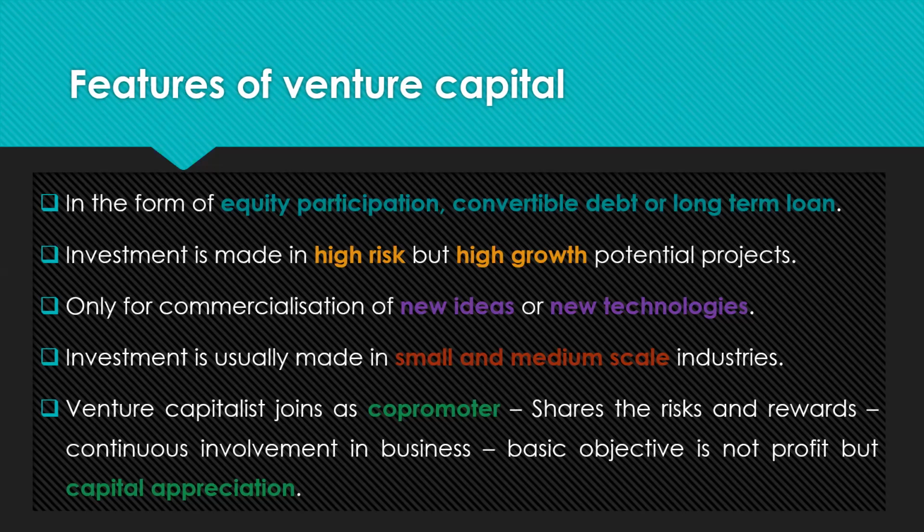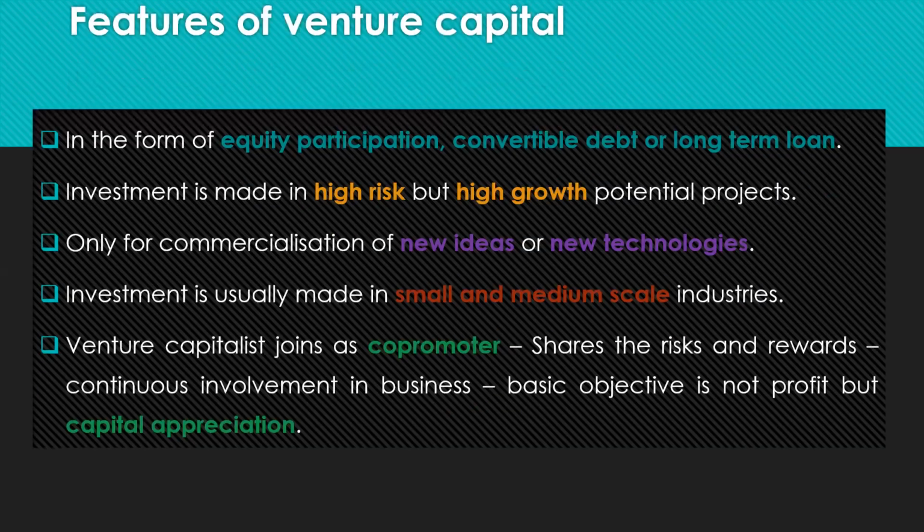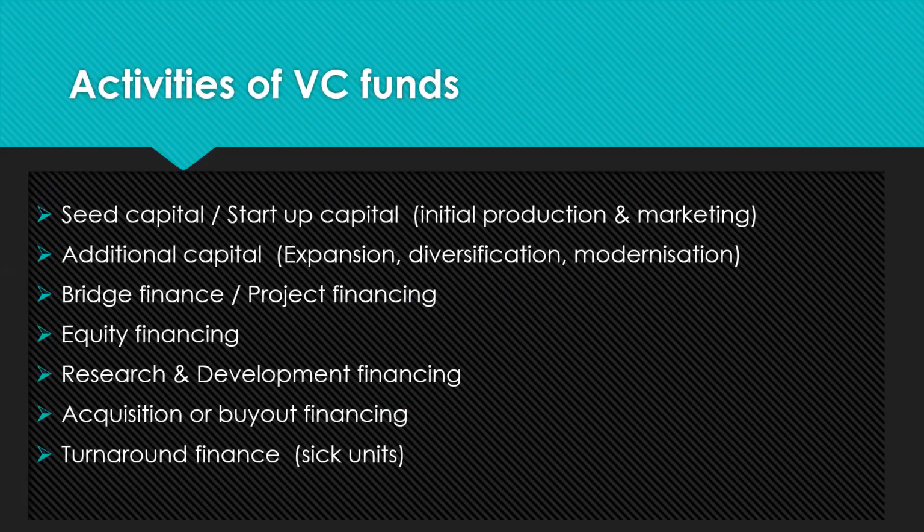That is, they will be purchasing for 1,000 and they will be selling the share at 1,500 or 2,000. So they will get an additional 500 or 1,000 per share as profit. That is capital appreciation. So these are the features of venture capital. Now, what are the activities of the venture capital fund? What is it used for? See, fund is provided as seed capital or startup capital.